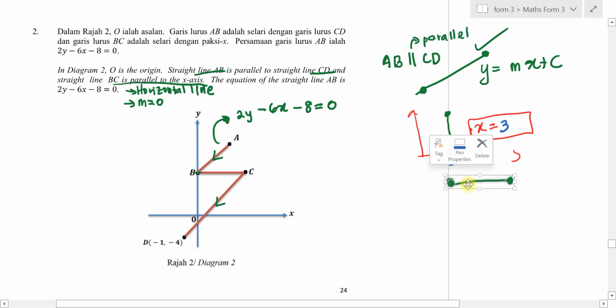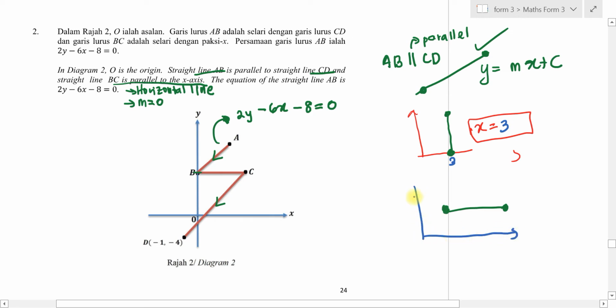Okay, this one I touched your basic. If you see this line, it cuts your y axis if you extend. So let's say this is 5. So the equation of straight line is y equal to 5. No need for y equal to mx plus c. If horizontal, y equal to something; if vertical, x equal to something.